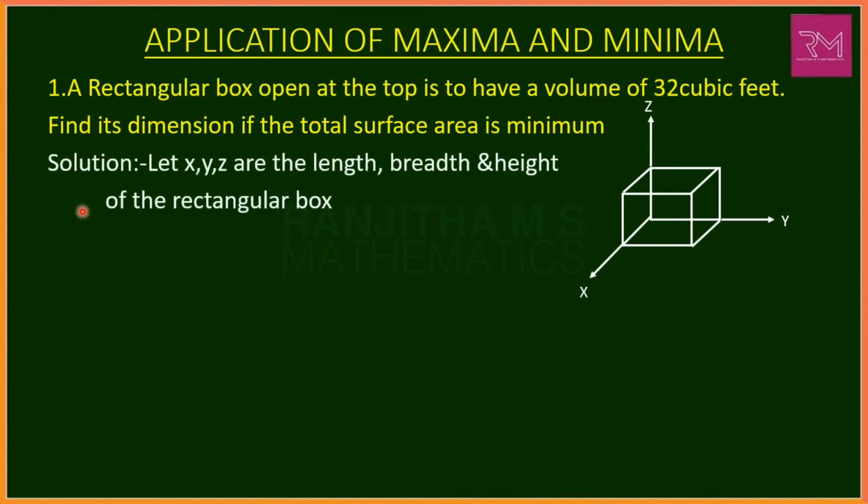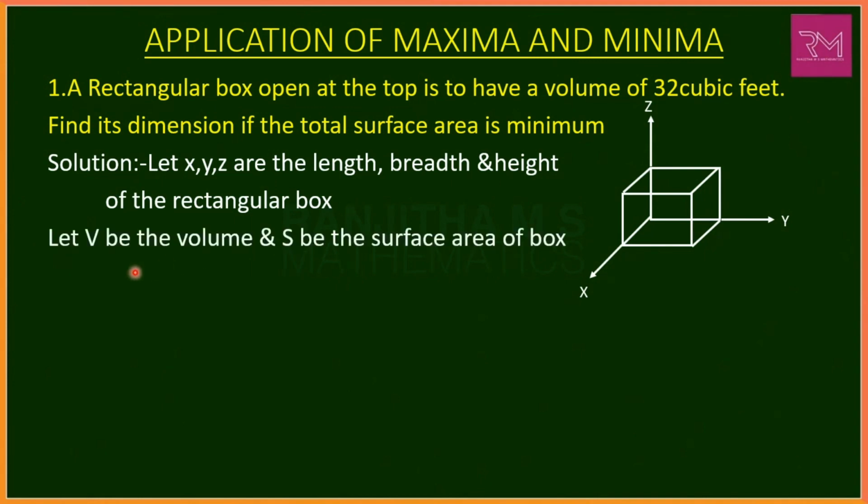First let us see what are all the given conditions. Let x, y, z be the length, breadth and height of the rectangular box. Here x is the length, y is the breadth and z is the height of the rectangular box. In the similar way, let v be the volume and s be the surface area of the box. Since it is a rectangular box, the volume is denoted by v and the surface area is denoted by s.